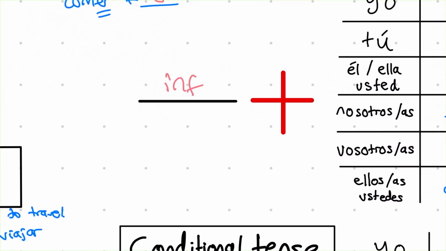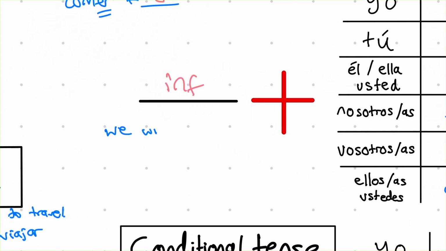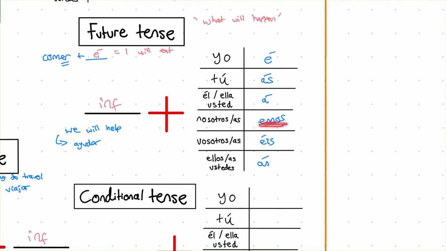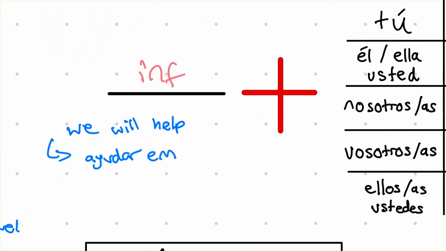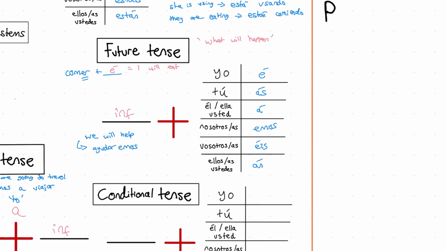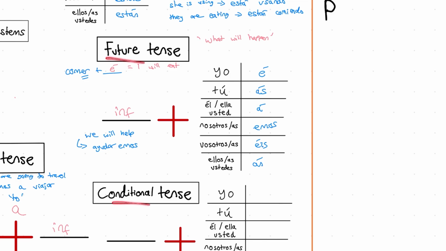So let's say we will help. Ayudar is your infinitive here. Ayudar, if I show you guys the endings. For we, it's emos, so ayudaremos. Sort of long there because we've got the extra sort of letters here from the infinitive. Ayudaremos is one big word. Now, there are irregulars for this, but we'll talk about it after we talk about the conditional tense because the irregulars for the future and conditional are the same. Again, both of these tenses work very similarly.